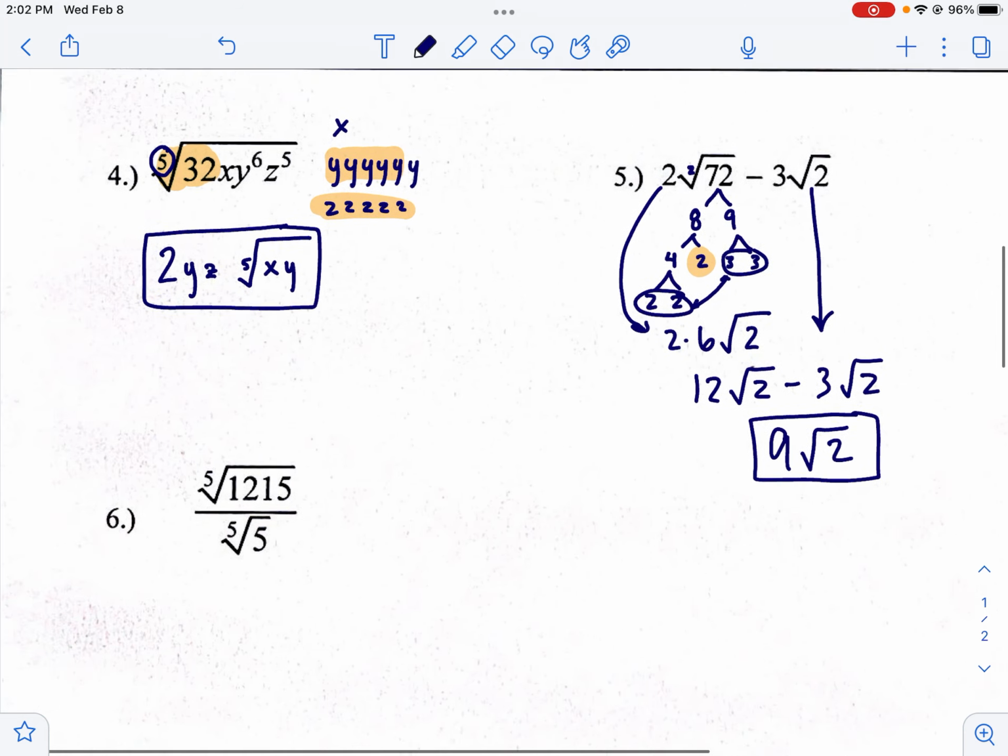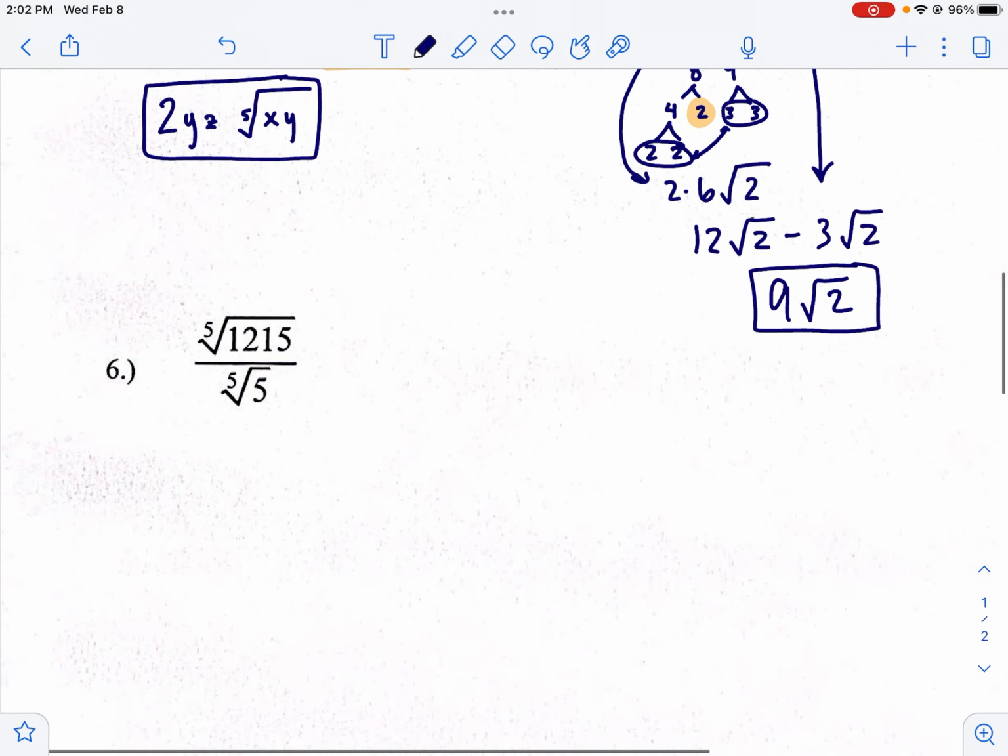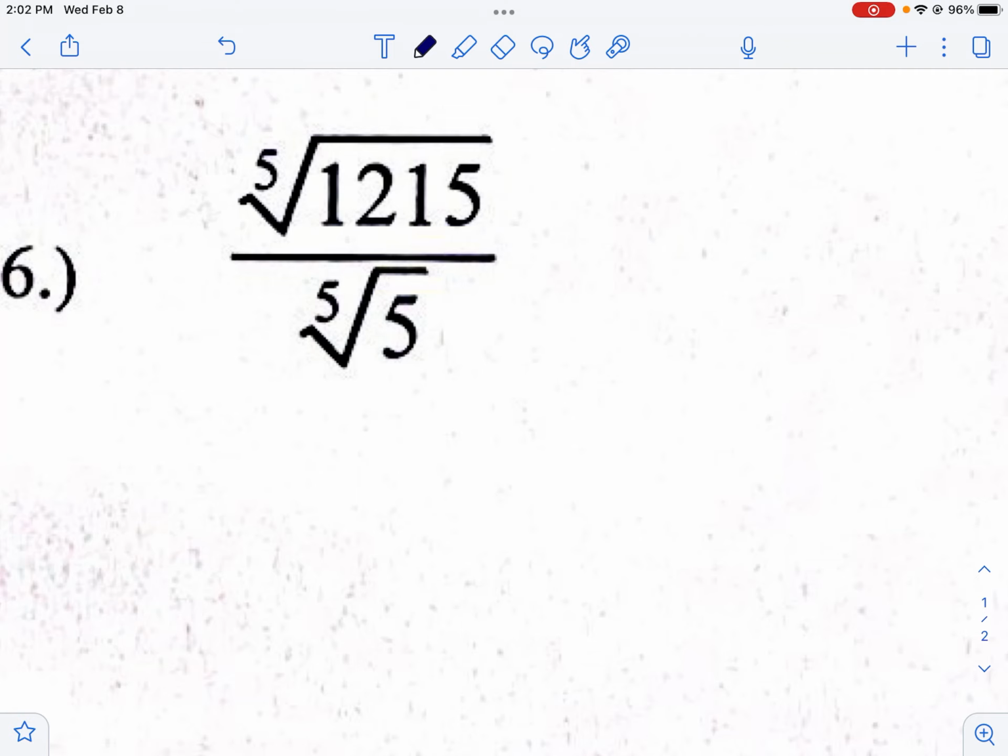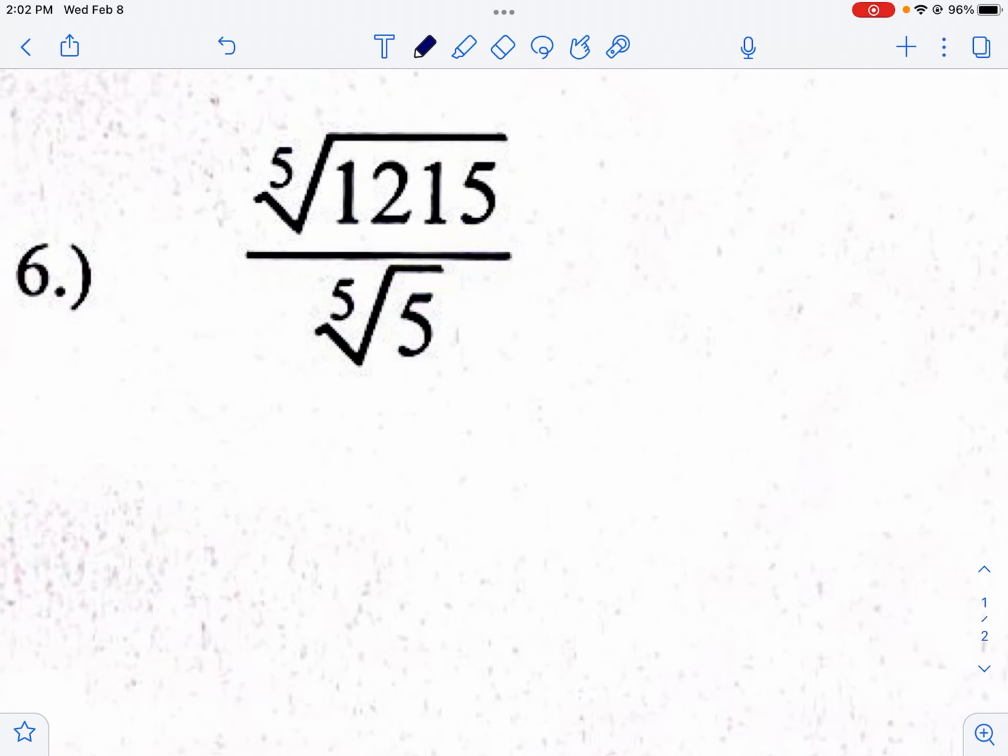Now, most people were able to get number 6 correctly because this is one we did do in the notes and we did in practice. Remember that when they do have the same root like this, you can just simply divide the numbers. Or if you had multiplication, so if I had something multiplied here, if they have the same root, you can multiply them. But in this case, they have the same root, so you can divide these.